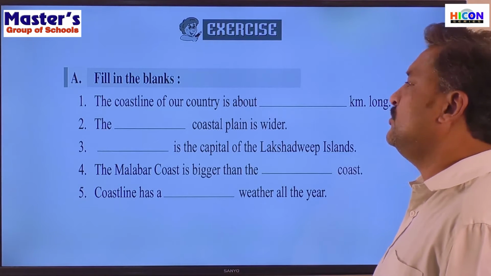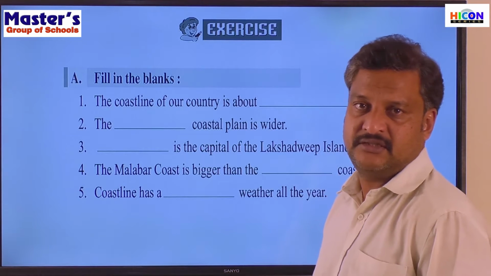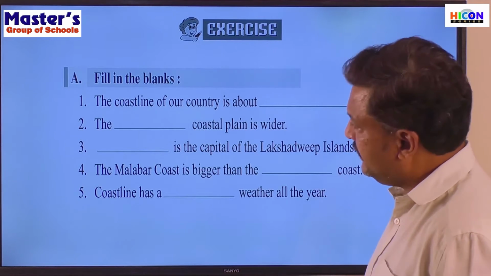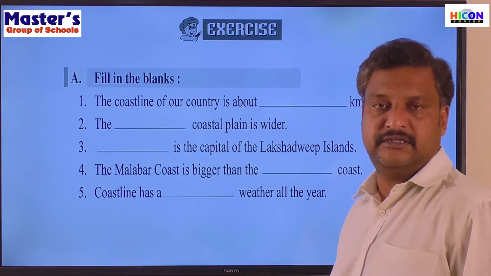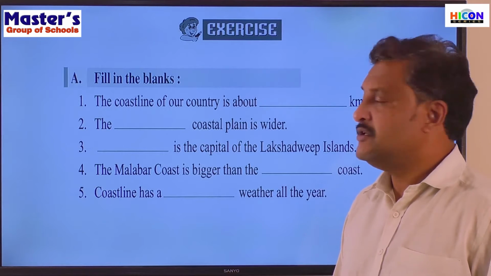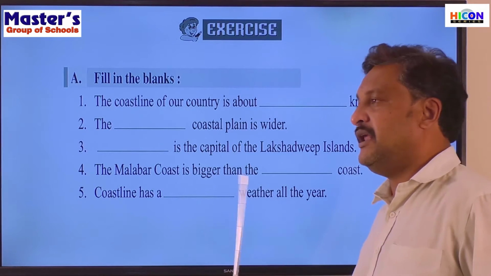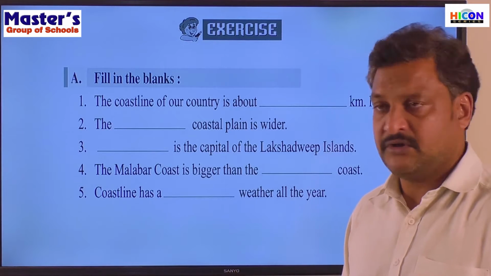So what we need to do now is read these sentences one by one, and then fill the blanks based on what we have learned in the lesson, okay?